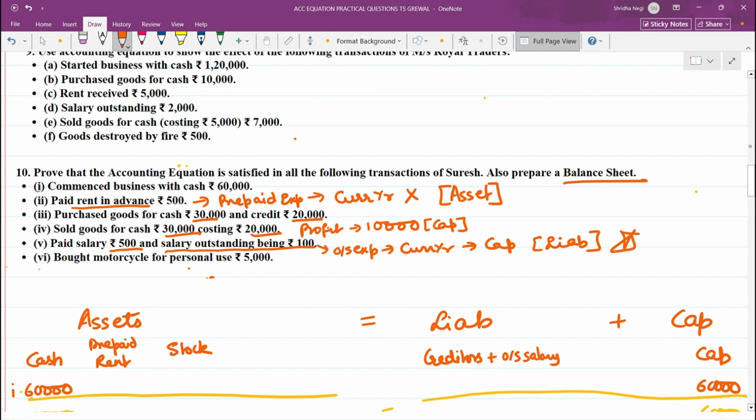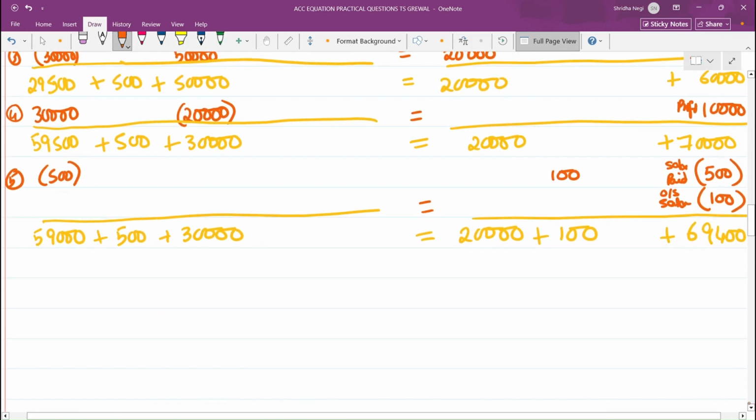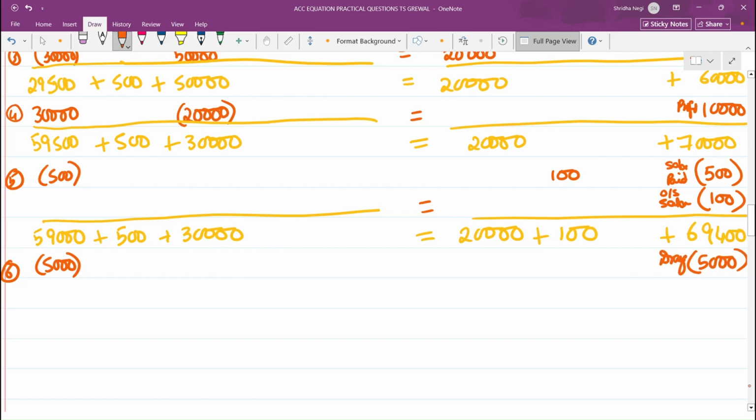Now the sixth one, bought motorcycle for personal use rupees 5,000. ठीक है, what did he get? He bought motorcycle for personal use. It's a drawing. Drawing also affects the capital account, तो capital account को affect करेगा. तो 5,000 आपकी drawings हो रही है, so cash will decrease here by 5,000 and your capital account will also decrease by 5,000, which is your drawings.